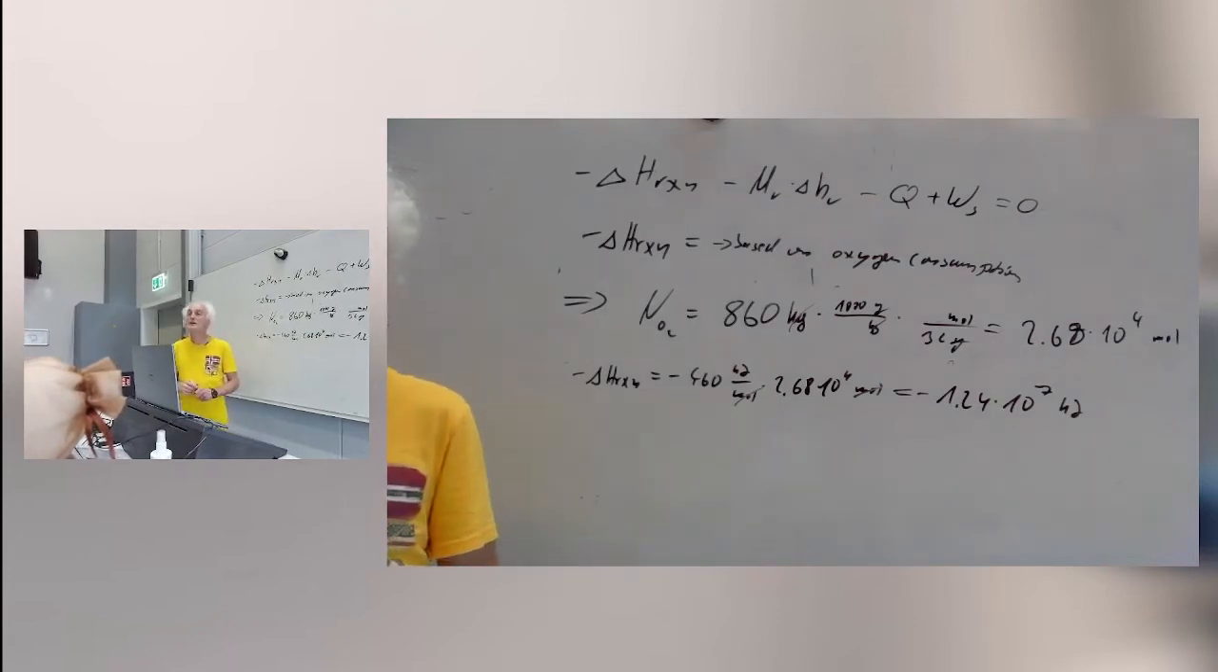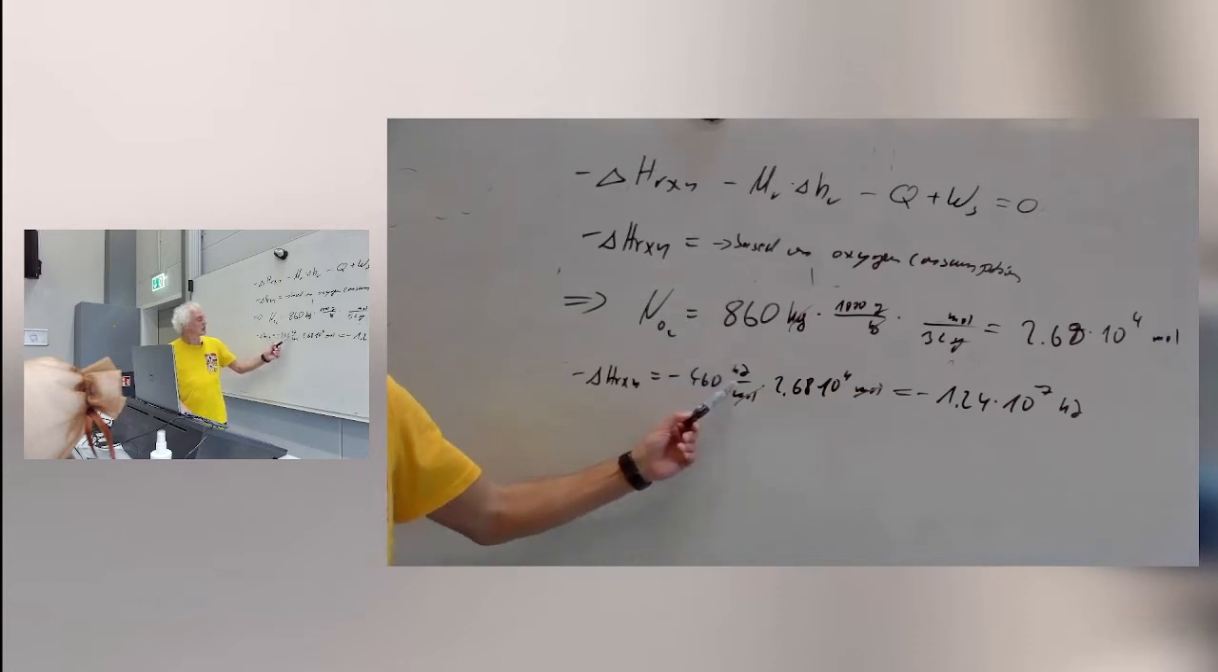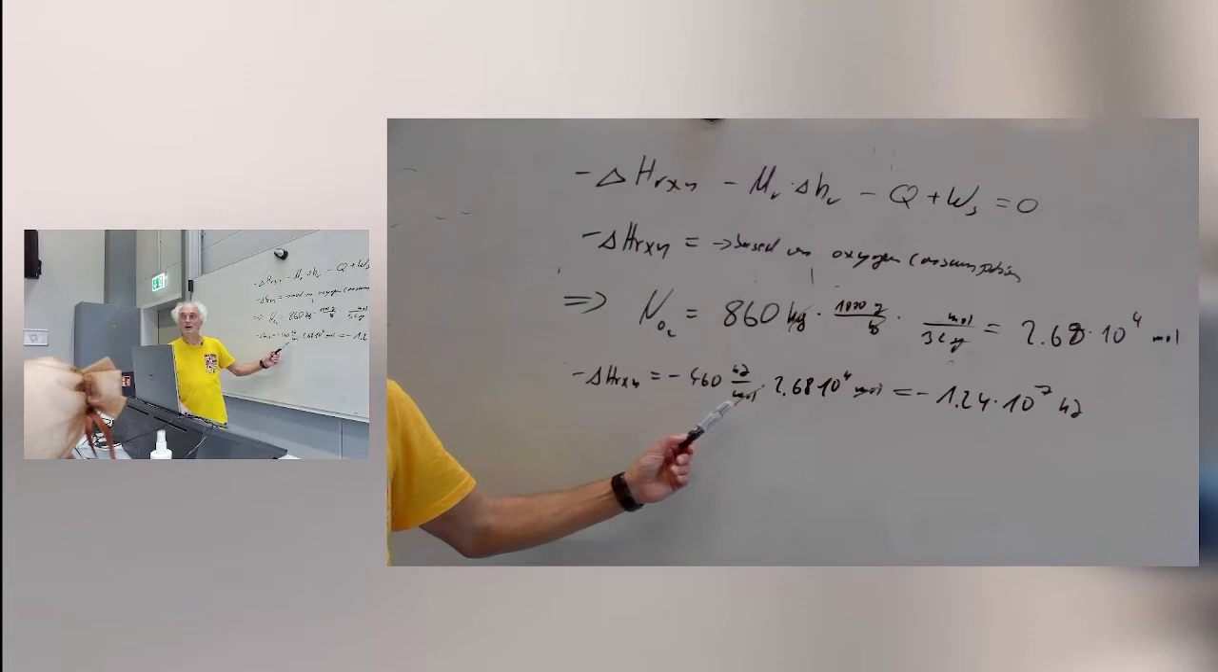Excuse me. What was the value minus 460? What is that? Equation 44. Yeah, no, just the value minus 460 kilojoule per mole. It's given. Yeah, okay.